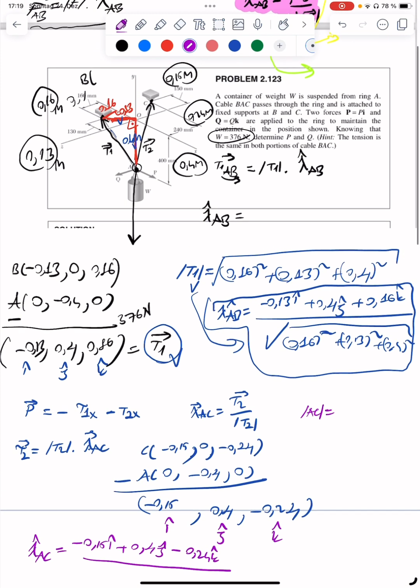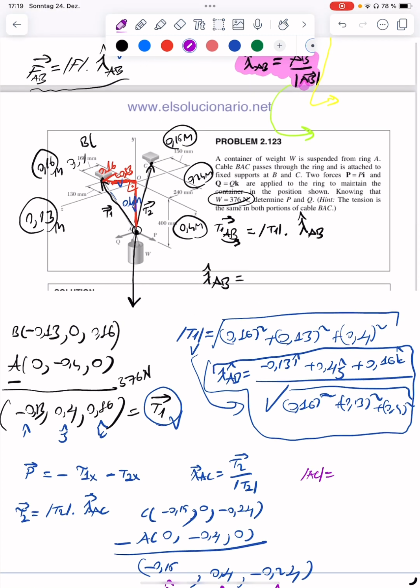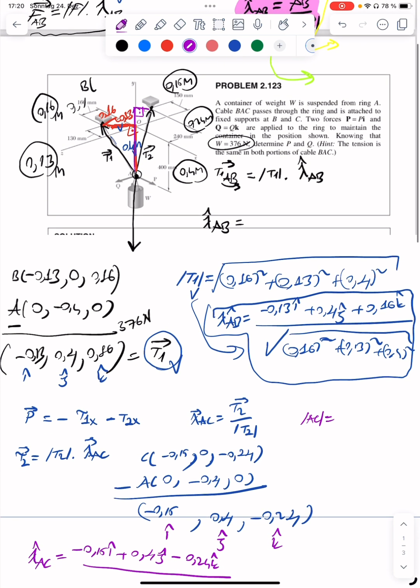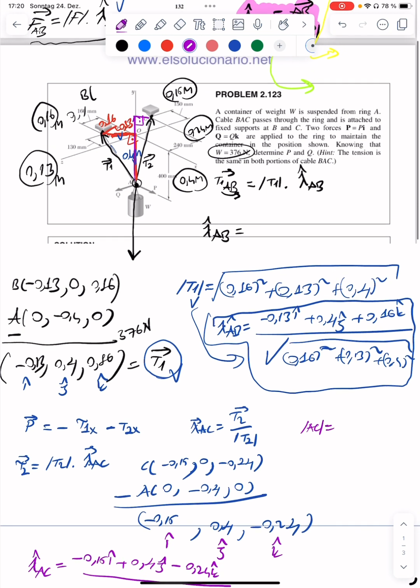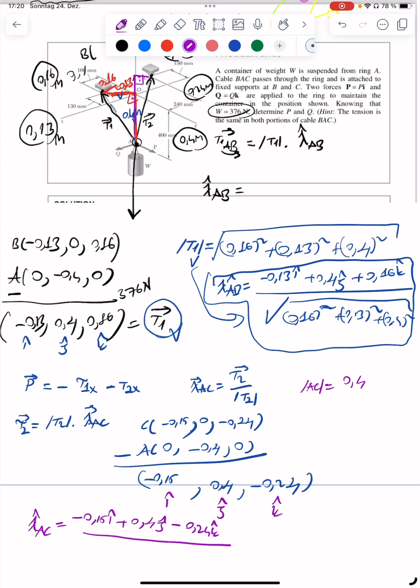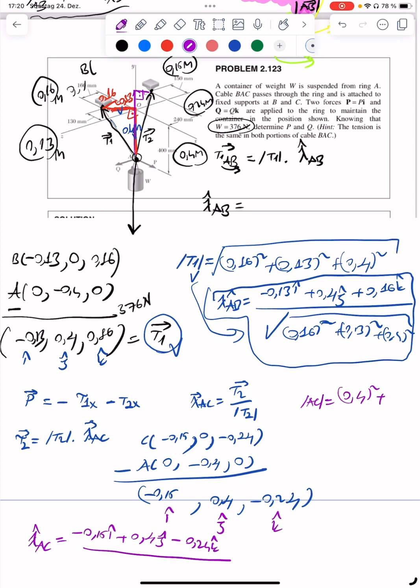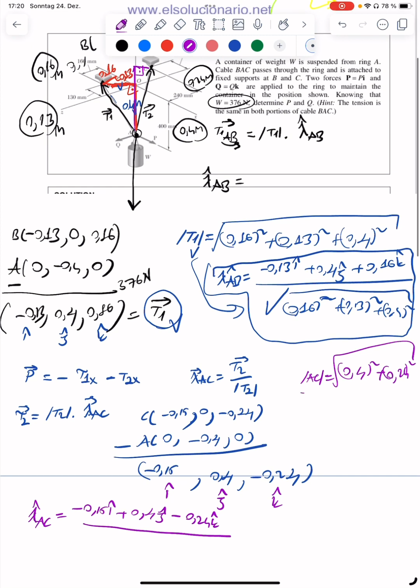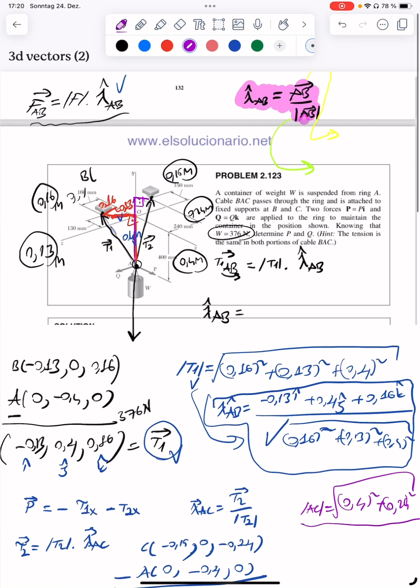AC is equal to... here I can create a triangle, and we have no distance about y, so it is the square root of 0.4 squared plus 0.24 squared, and it is a distance. I can explain that.